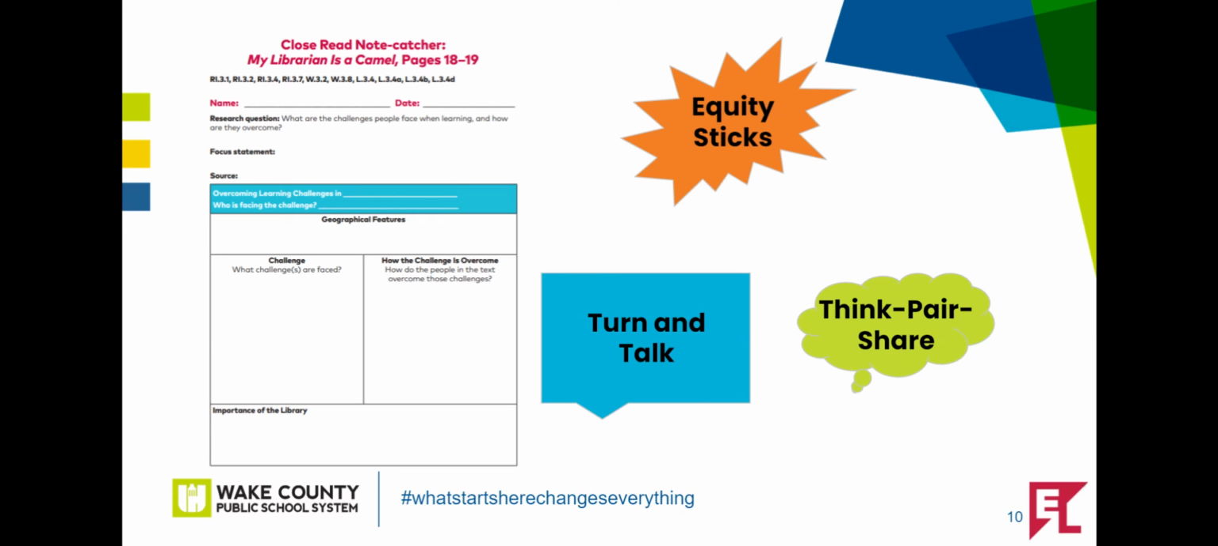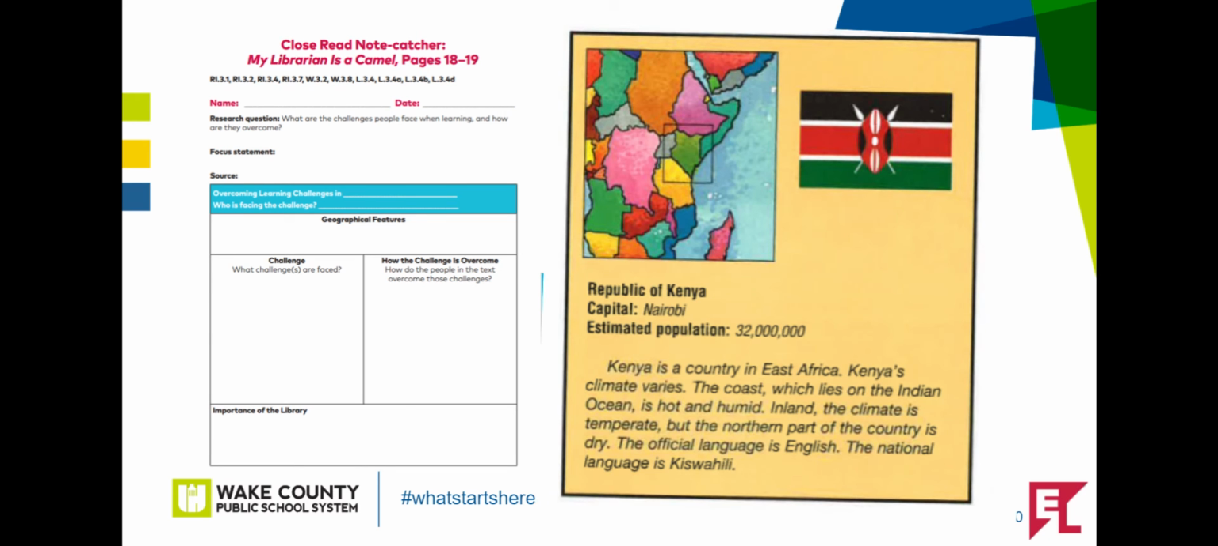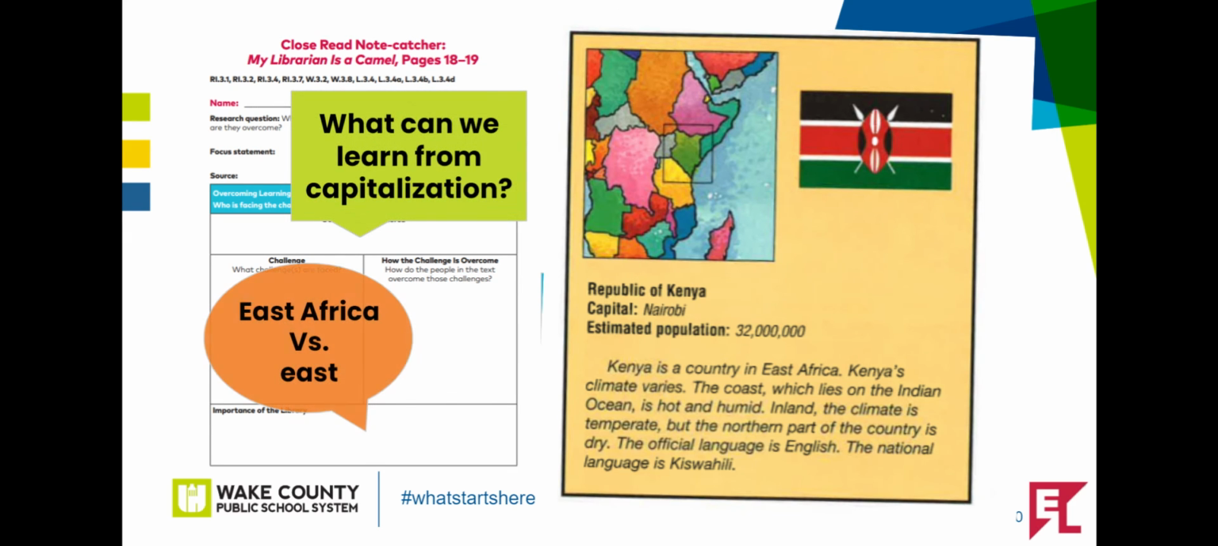For example, the close read opens with guiding students to read the yellow text box to describe the climate and geography of Kenya, though most third graders will find many of the terms unfamiliar. Take the time as needed to make meaning of words such as humid, but also the capitalization used in East Africa and Kiswahili.